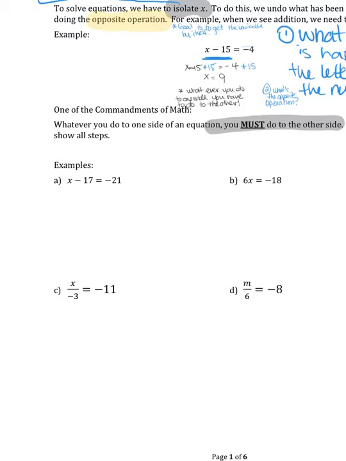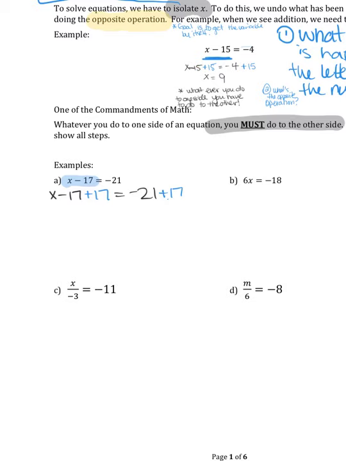Just like before, our first step is going to be saying what's happening between this x and this 17. So what's happening between my letter and my number beside it? Well, that's subtraction. So I need to do the opposite of whatever's happening in order to get rid of it. So I have x minus 17. The opposite of subtracting is adding. So I'm going to add 17 equals negative 21. Now, we just said whatever I do to the left-hand side, I have to do to the right-hand side. So if I added in 17 here, now I have to add it in to the other side.